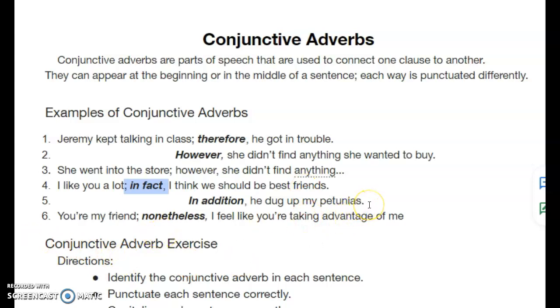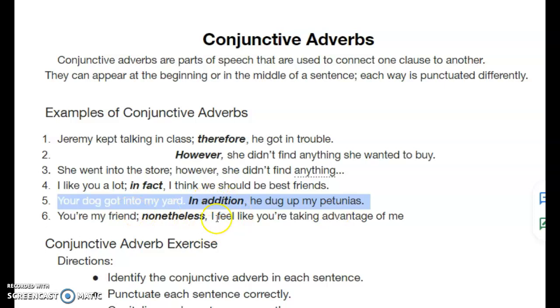Here's another example of using it at the beginning of the sentence. In addition, he dug up my petunias. Well, in addition to what? We don't know. So again, he dug up my petunias needs to relate to the sentence before it. So here we have, your dog got into my yard. In addition, he dug up my petunias. All right.